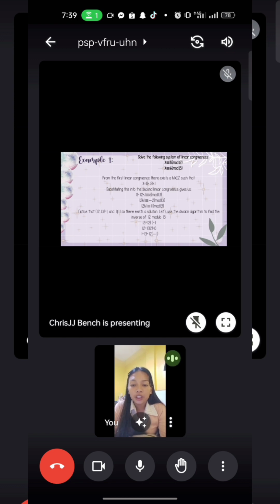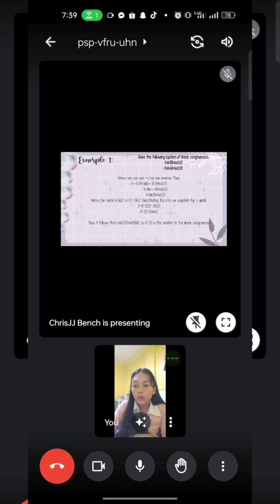Let's use the division algorithm to find the inverse of 12 modulo 13. 13 is equal to 12 times 1 plus 1. So 12 is equal to 1 times 12 plus 0. So 1 is equal to 13 plus 12 times negative 1. So hence we can use negative 1 as our inverse.